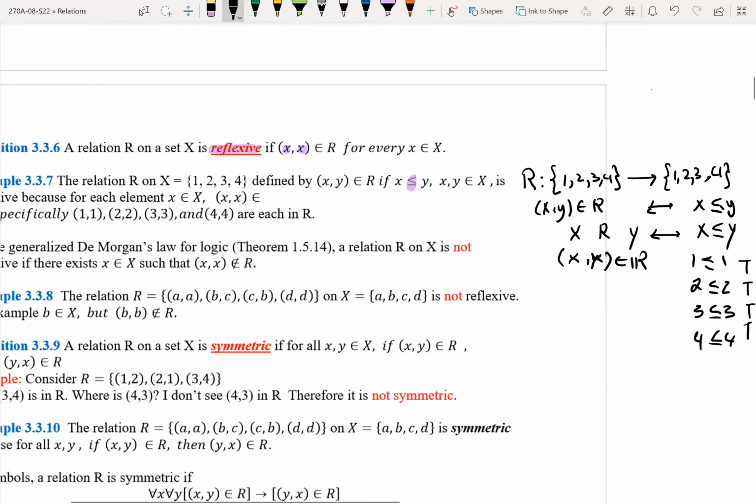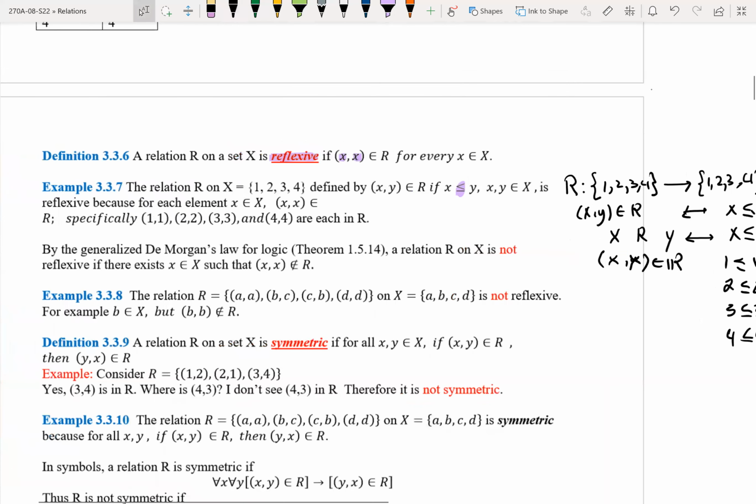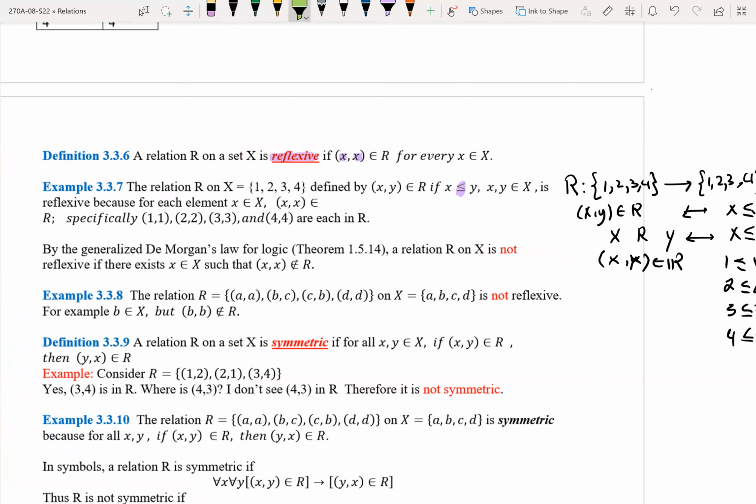The next property for relation is symmetric. Actually, I have one example which is not reflexive. This example is just the set of ordered pairs that you have here. A is related to A, B is related to C, C is related to B, D is related to D. And your domain and codomain is the set A, B, C, D.